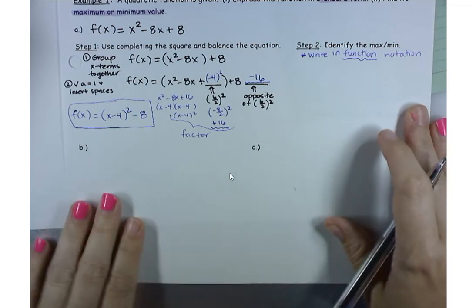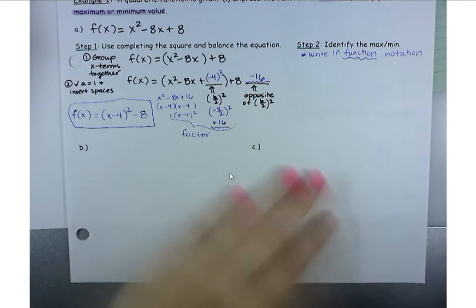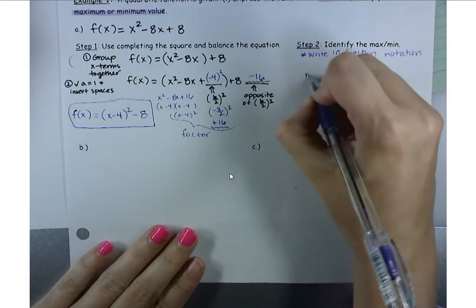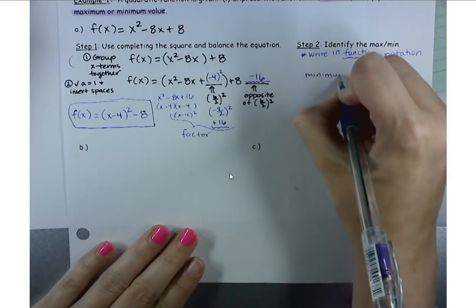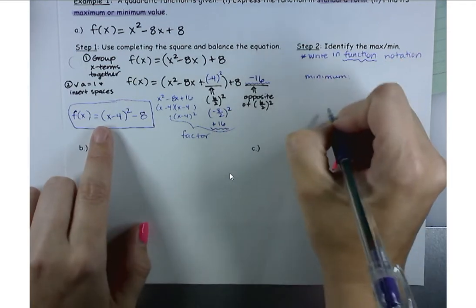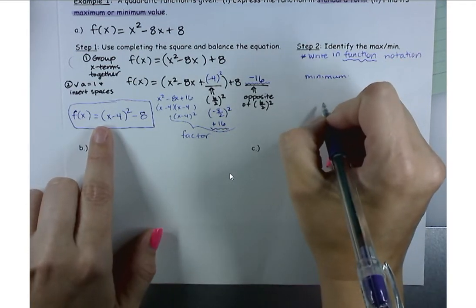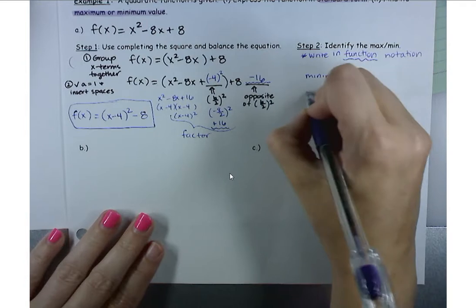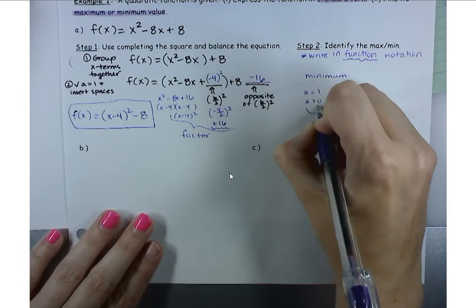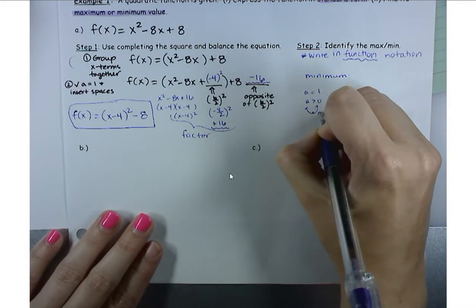Shauna, is this one going to be a min or a max? Okay, good. How do you know? The A value is positive. Good. So this is going to be a minimum. And that's because your A value is what? 1. Okay, so if your A value is equal to 1, that means your A value is positive. It opens up. You have a minimum.